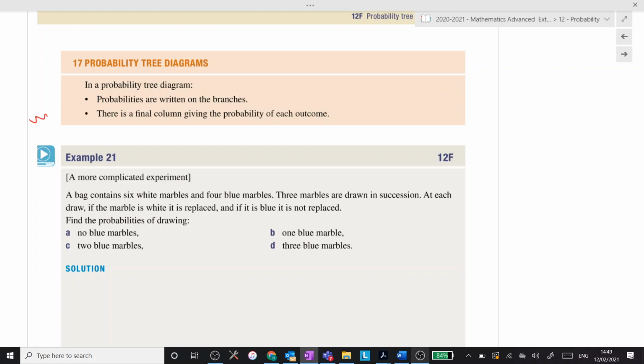So, a more complicated experiment. Who doesn't love a more complicated experiment? We all love a complicated experiment.